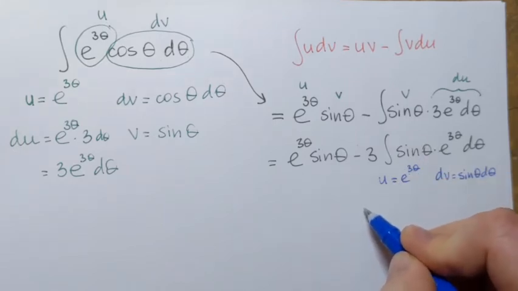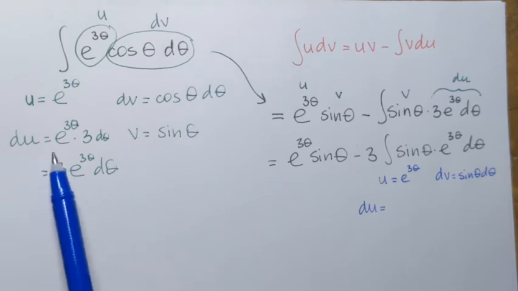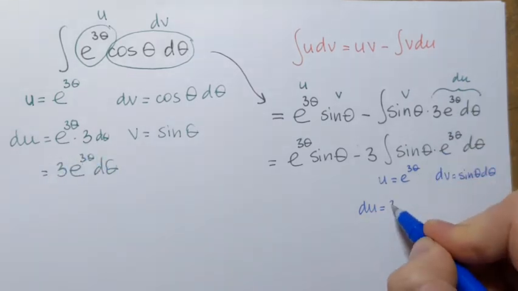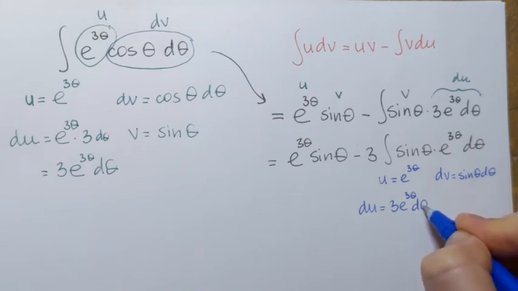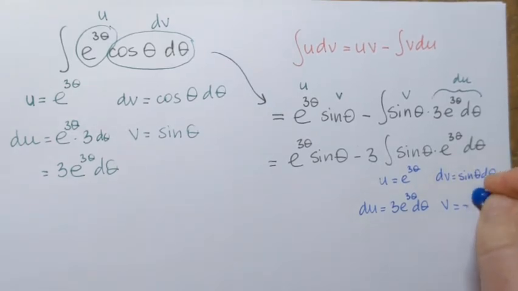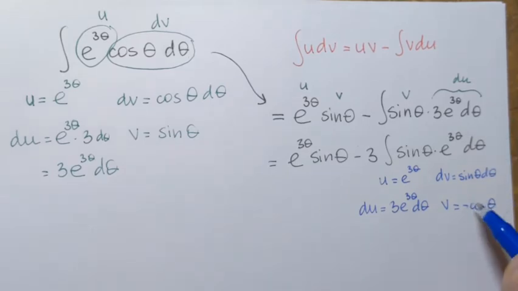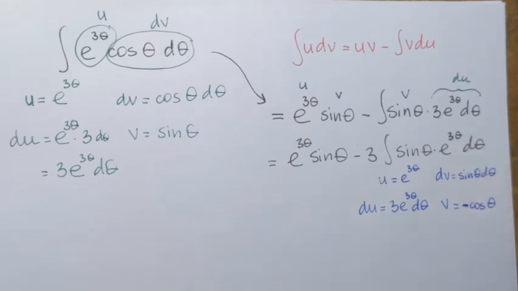That means that du is the derivative, and we already practiced that, right? It's over here, so it's 3 e to the power 3 theta d theta, and then v is negative cosine theta, right? So let's write what we're gonna have.